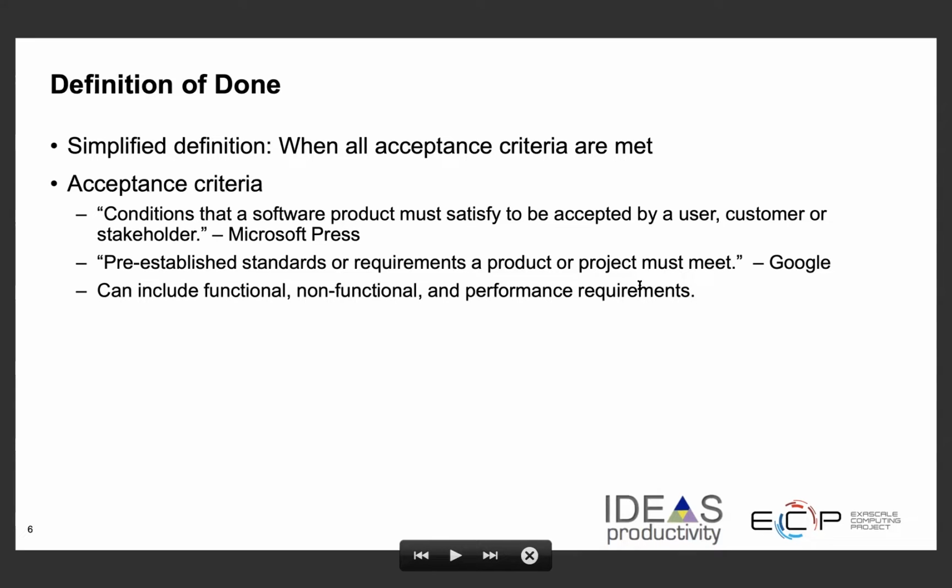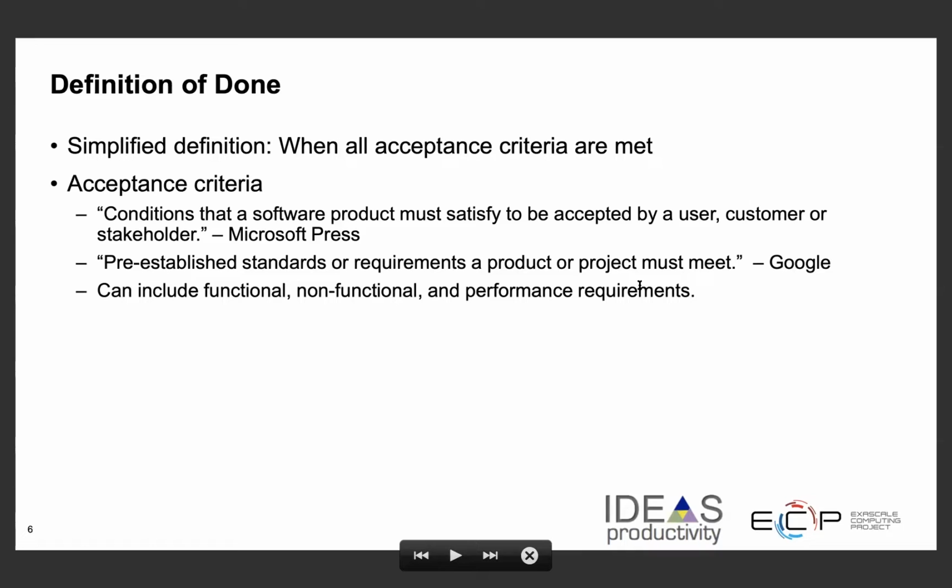One way to think about the definition of done is that a story which is done has met all the acceptance criteria for that story. There are several definitions of acceptance criteria that have been popularized by different organizations. Some of them are listed here. For example, one definition from Microsoft Press states that acceptance criteria are conditions that a software product must satisfy to be accepted by the end user. And then there's a definition by Google, which says pre-established standards or requirements that a project or product must meet.